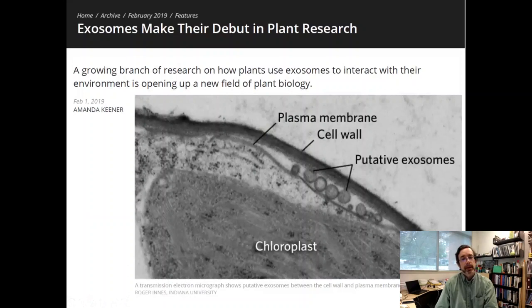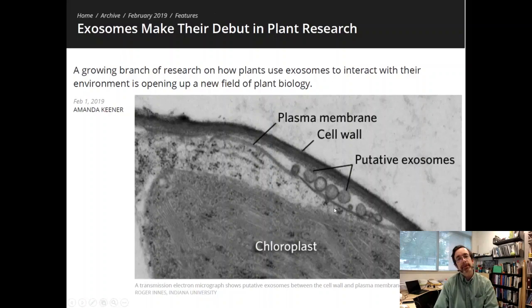Now, I want to be a little bit skeptical about this. Just because you can see them doesn't mean that they're deliberate, that they're important. But you do have these exosomes. They're putative exosomes that have been observed in plants. And we just need more experiments to show how important the signals that they send are.